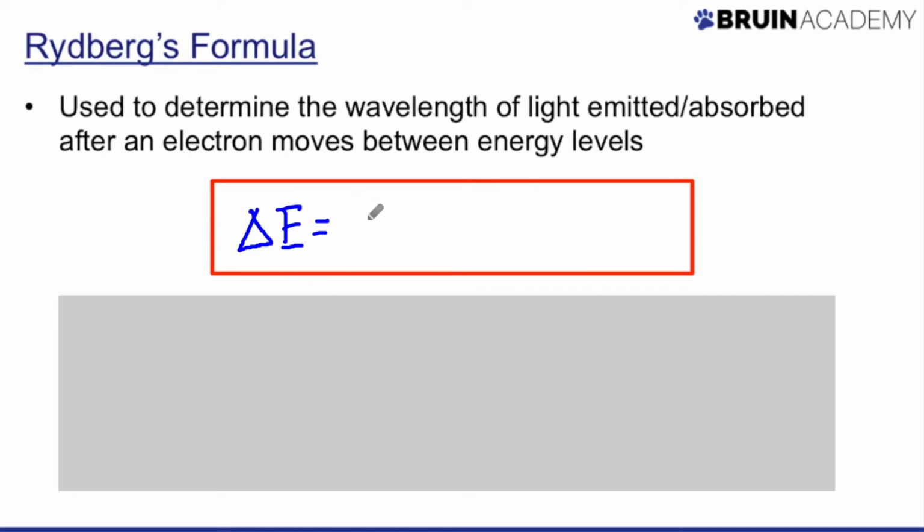So the Rydberg formula I'm going to use is delta E equals negative R times (1 over n_f squared minus 1 over n_i squared) times Z squared. Some formulas don't include the Z squared term. Technically, this needs to be there because it doesn't only work for hydrogen atoms. It includes other atoms as well, like helium and lithium, etc. So what do all these mean?